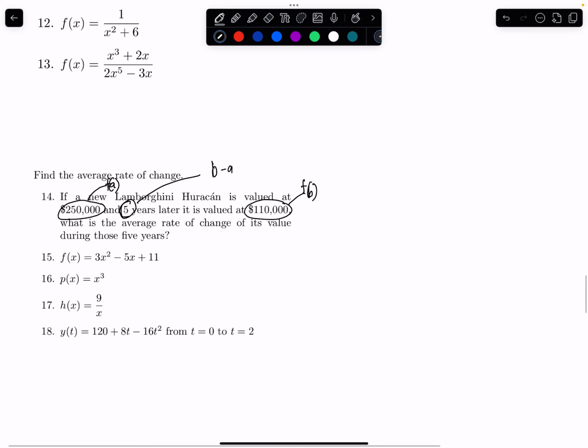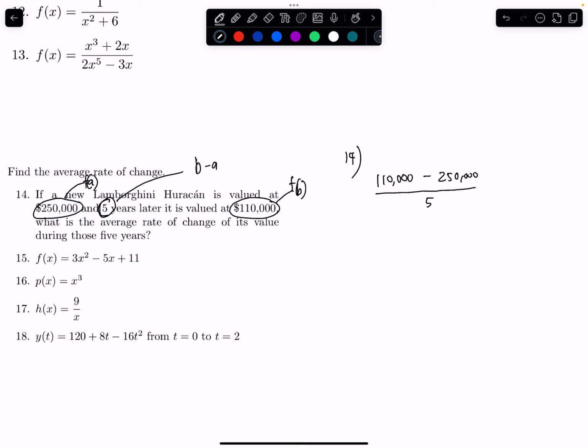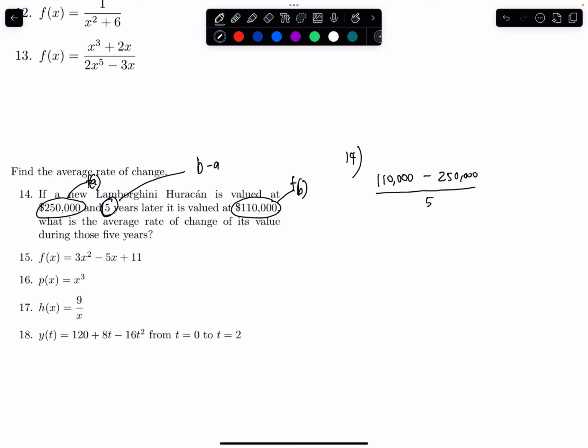So what is the average rate of change then? It's just the ending value, 110,000, minus the starting value, 250,000, divided by how long that took. It's the rise over the run. This is number 14 here, by the way.